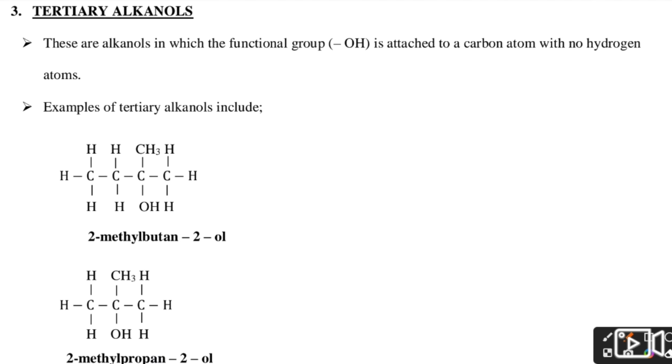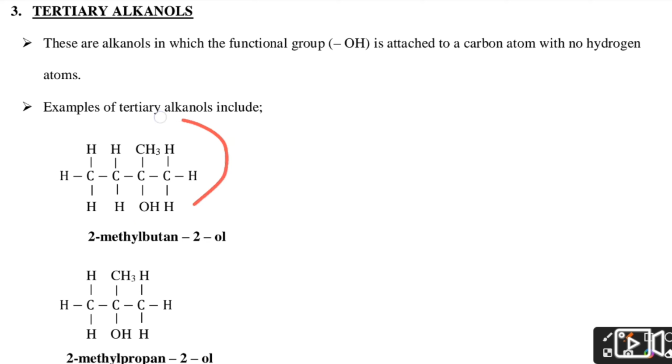Number three, we have tertiary alkanols. These are alkanols in which the functional group, that's OH, is attached to a carbon atom with no hydrogen atom. There's no hydrogen atom on that carbon attached to the functional group. Examples of tertiary alkanols include these structures. The functional group is in carbon number 2, and it has a branch. So there's no hydrogen on the carbon atom to which the functional group is attached.